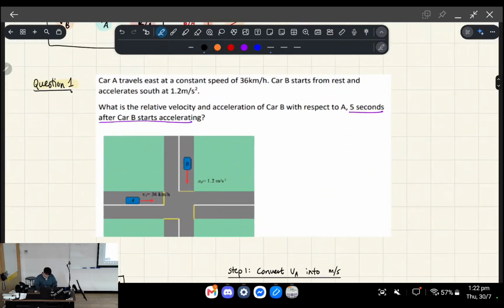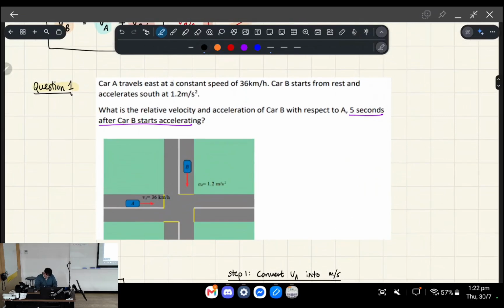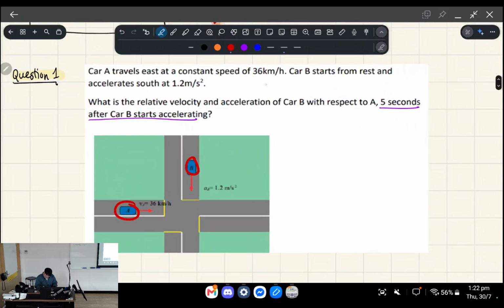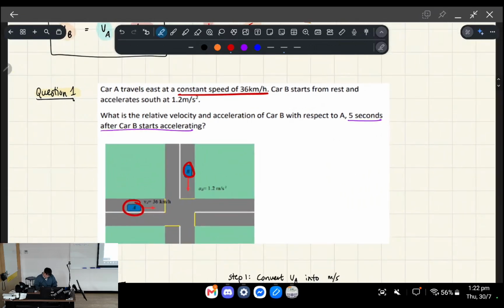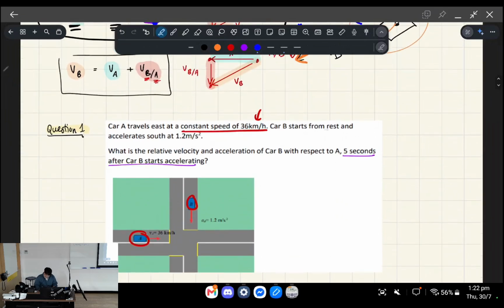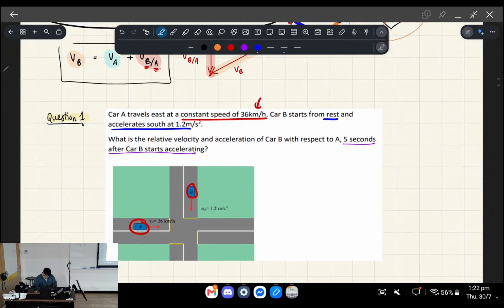Let's do a quick question just to refine our understanding. So you've got these two cars. Car A is moving east, so this one's car A. And then car B is moving due south. Car A is moving at a constant speed, so it's got a fixed velocity, and it's moving at 36 kilometers per hour. We're going to need to make a note of that and convert it to meters per second later. And then car B starts from rest and then starts accelerating at 1.2 meters per second squared.